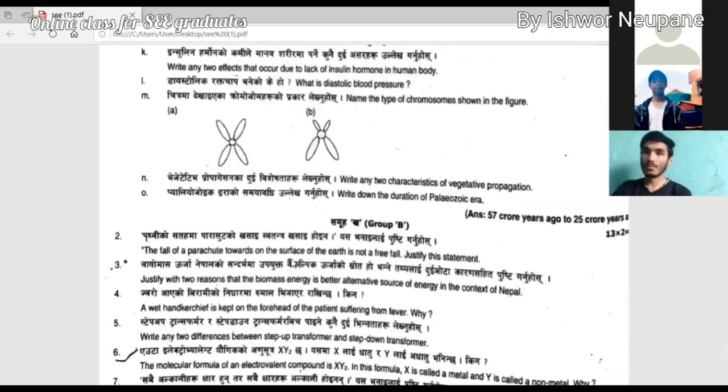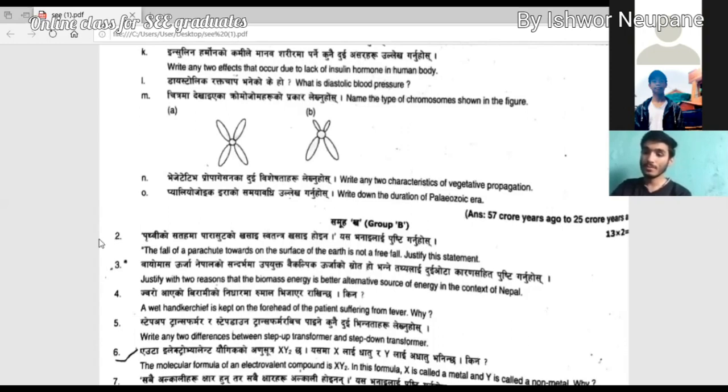Question number N. Write any two characteristics of vegetative propagation. So, what are the two characteristics? Number one, offspring can be produced from vegetative parts. And number two, there is no involvement of gametes.